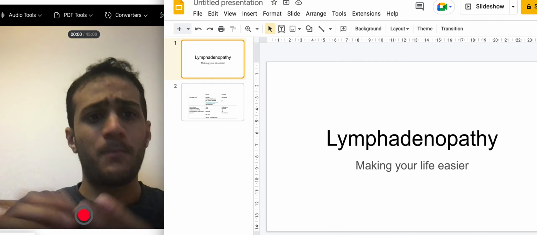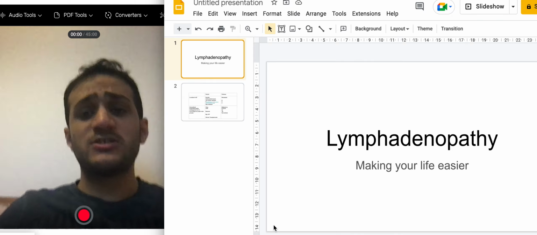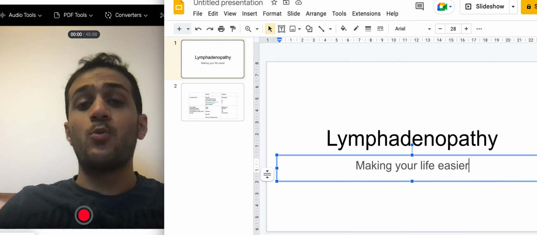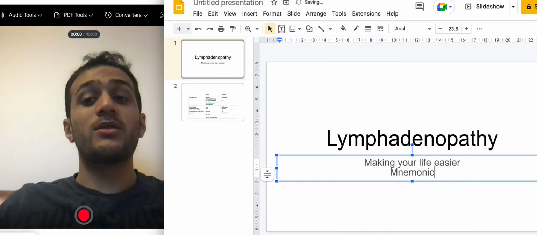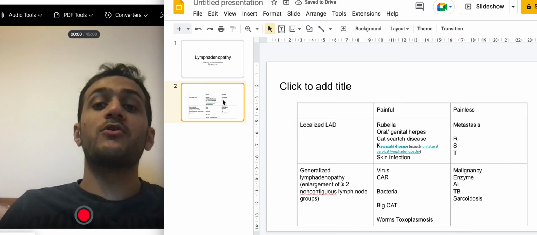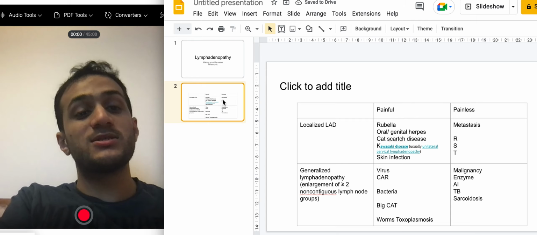It's quite a tricky topic, but here, really making your life simple. We got some mnemonics for lymphadenopathy, how to learn it, whether it's painful, whether it's painless, whether it's a single node or a group. So we're gonna make it really simple for you guys. So I want to start off with the painful ones.